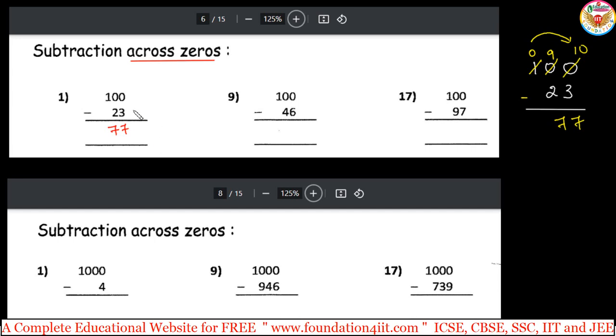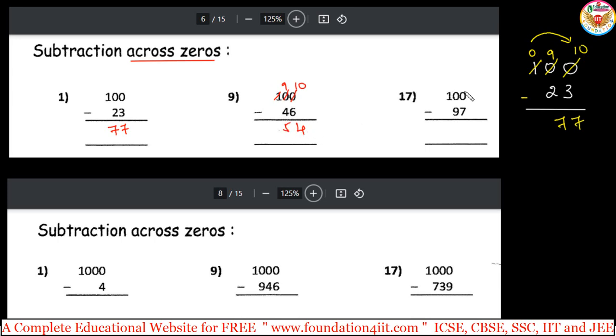Right? Just 100 minus 23, 77. 100 minus 46. So what should we do when zeros are there? The last 0, make it 10. The previous 0 becomes 9. You can remove this because 1 is carried over here. So 10 minus 6 is 4. 9 minus 4 is 5.